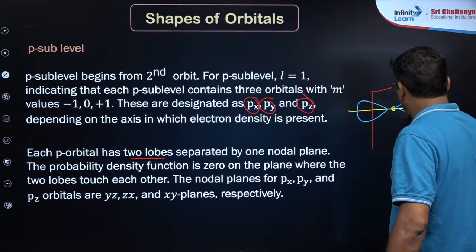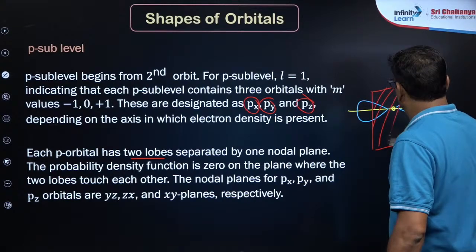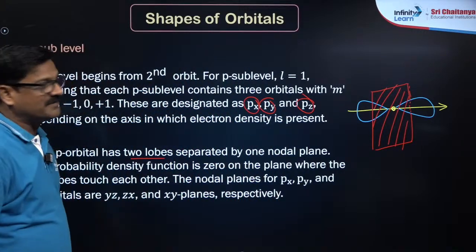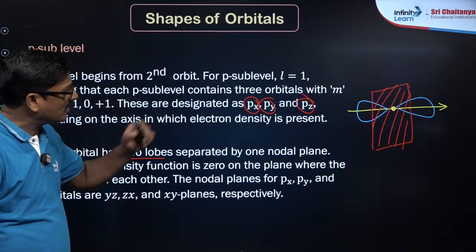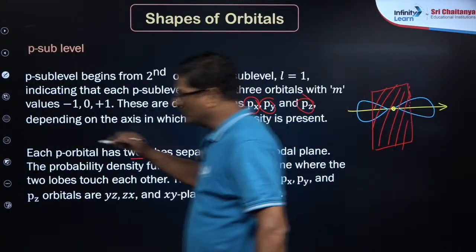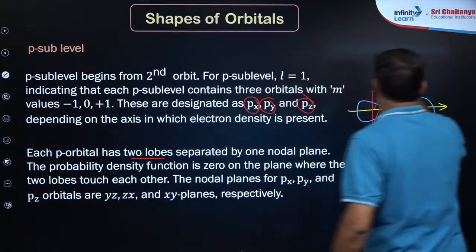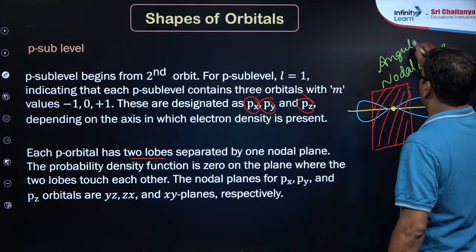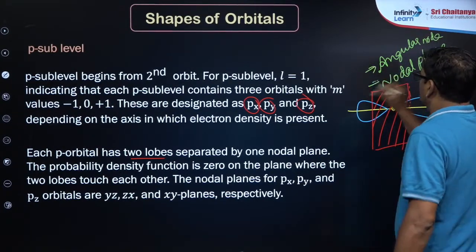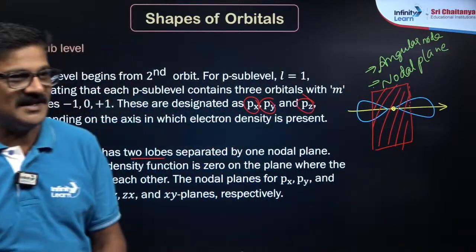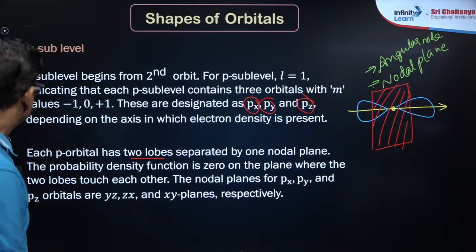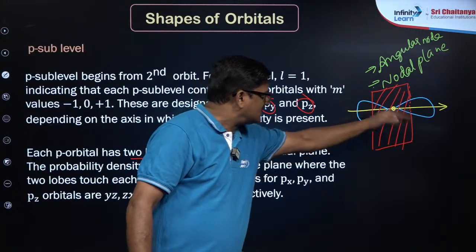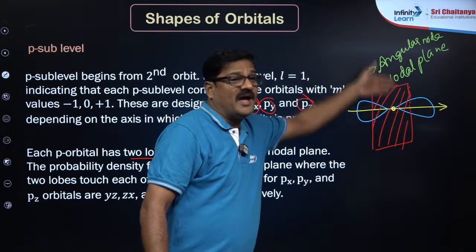If you assume this is a plane, and this is a plane passing through the nucleus, where the probability of finding the electron is 0, it is called a nodal plane. This is what you call a nodal plane, or this is also called an angular node. The names are different but the meaning is the same. Yes, exactly, Amrita Vasu, what you said is correct. So each p orbital has 2 lobes separated by one nodal plane. This is a lobe and that is a lobe. This is a nodal plane or angular node.